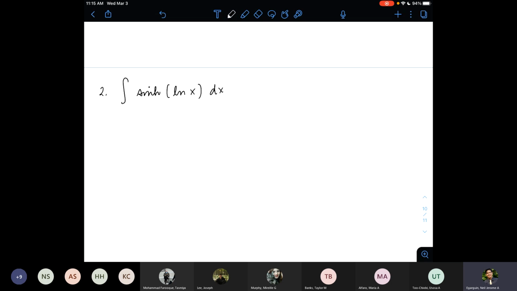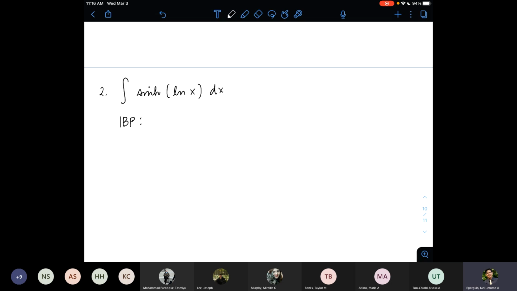This process will still work even if you just have a sine or cosine, right? So here, u substitution definitely won't work because if you let u be equal to ln x, then du should be 1 over x. And there is no 1 over x that we can find in the integrand, okay? So that means I don't have any choice but to use integration by parts here.